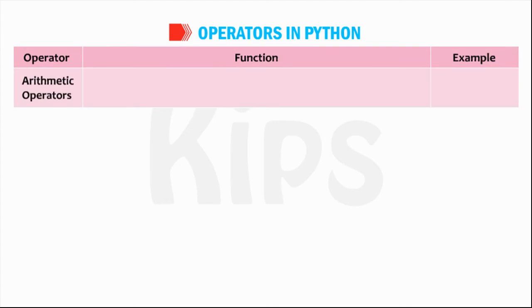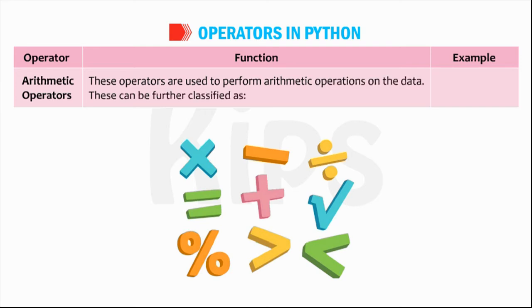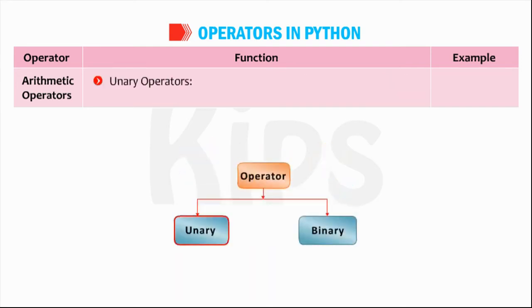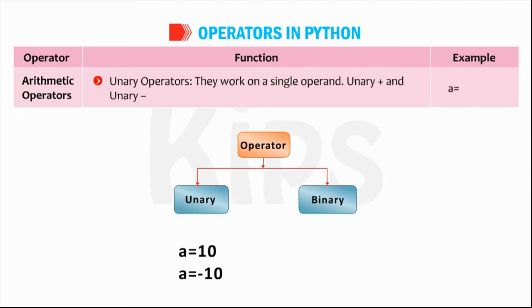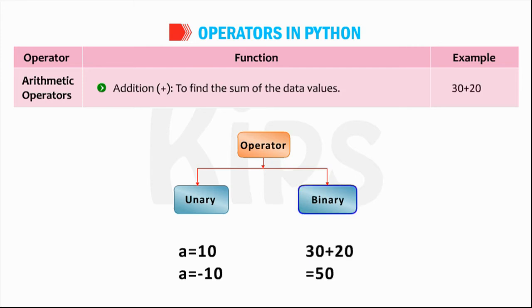Operator: arithmetic operators. Function: these operators are used to perform arithmetic operations on the data. These can be further classified as unary operators. They work on a single operand, unary plus and unary minus. Example, a equals 10 and a equals minus 10. Binary operators work on two operands. Addition, plus, to find the sum of the data values: 30 plus 20 equals 50.